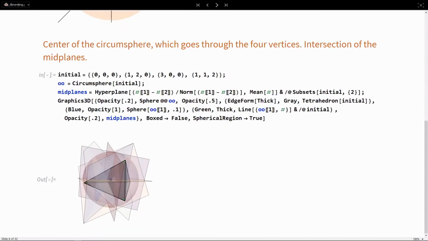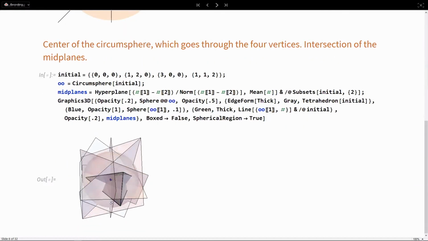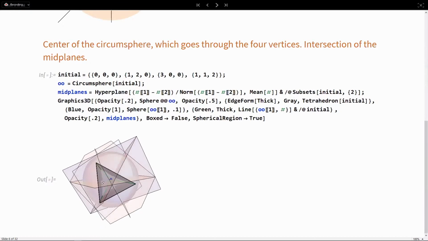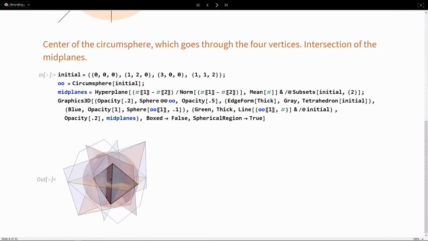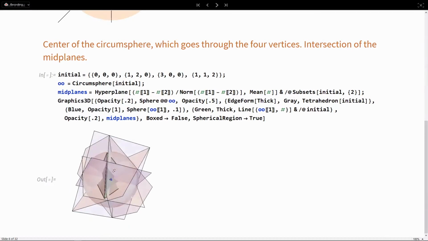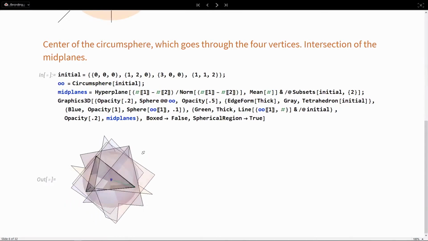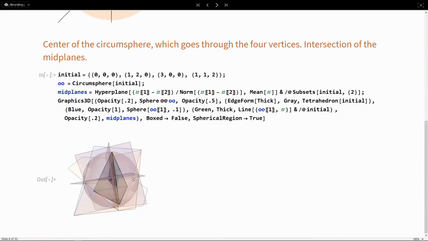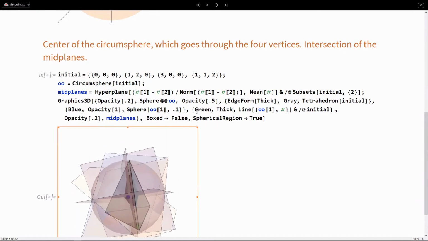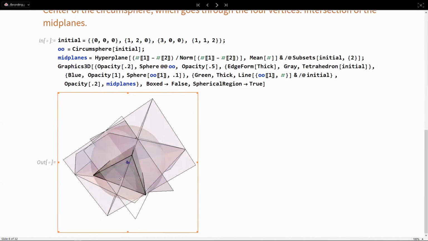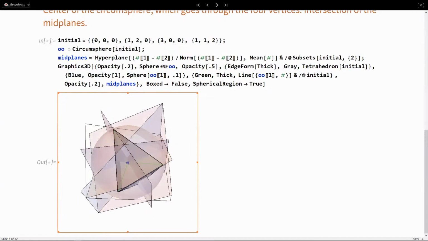For the tetrahedron, what you need is the midplanes. You basically take an edge of the tetrahedron and you make the plane perpendicular to the midpoint. It turns out that all 6 of these planes will intersect at the circumcenter of the tetrahedron. And here we have a picture showing that. The midplanes will all intersect at a central point.